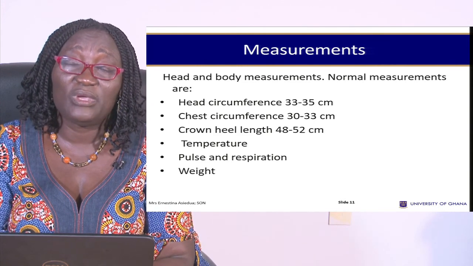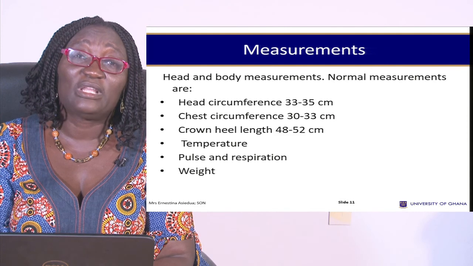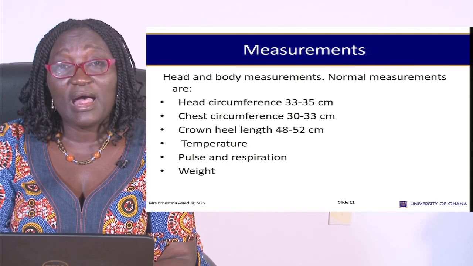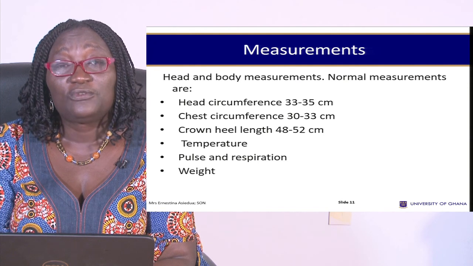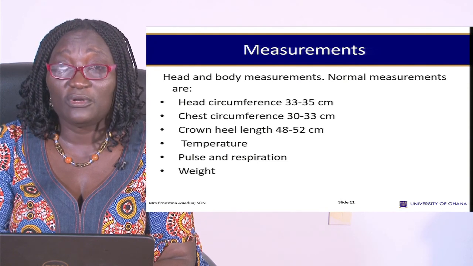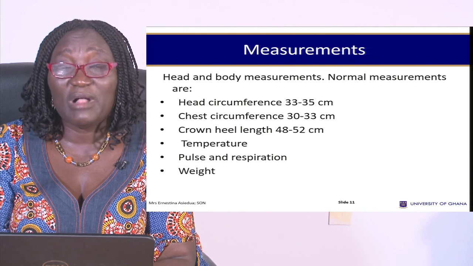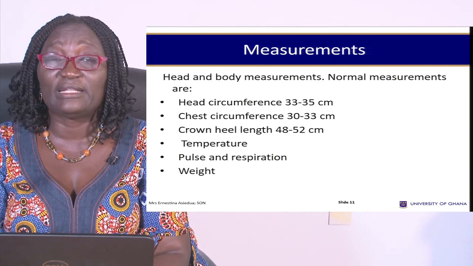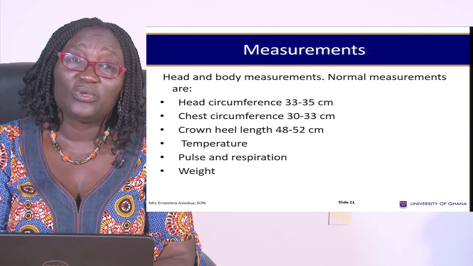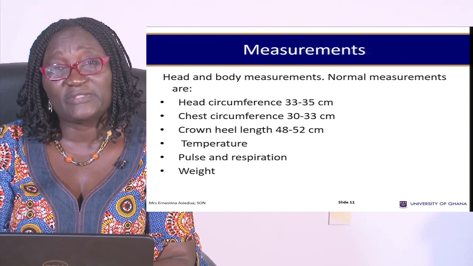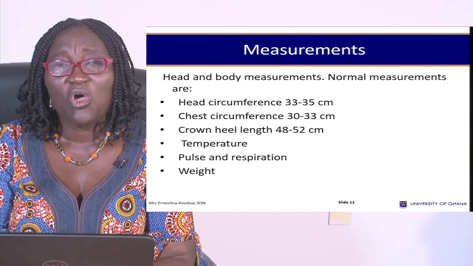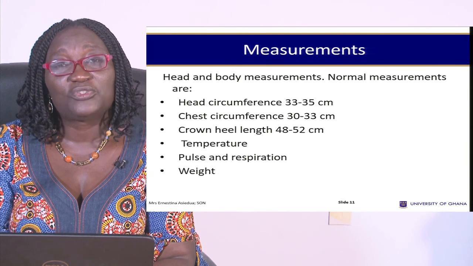But as you're doing this examination, it is important that you draw on your anatomy. You should remember the normal newborn. You should remember the physiology of the newborn. You should be able to know the normal measurements, so that immediately you meet an abnormal measurement, you'll be able to detect it and then intervene. So the head circumference should be around 33-35 centimeters.